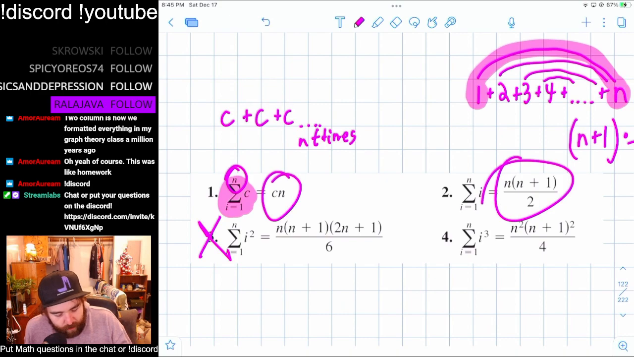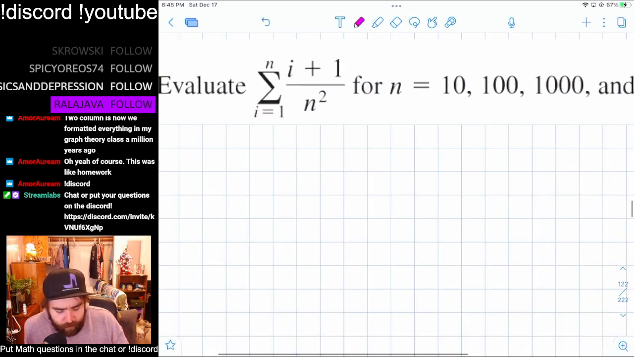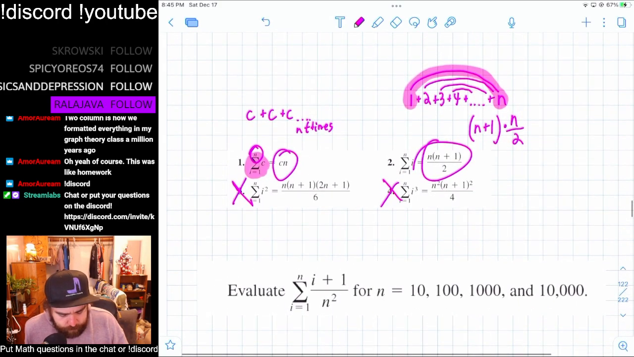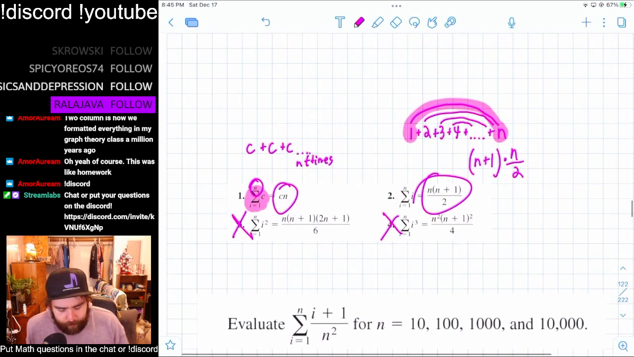Formulas 3 and 4, we're not going to prove right now. Maybe we'll prove them later. I mean, the honest truth is I don't know the proof off the top of my head. So maybe we'll prove them later. But for now, we'll just use them. And we're going to use them to break this down.